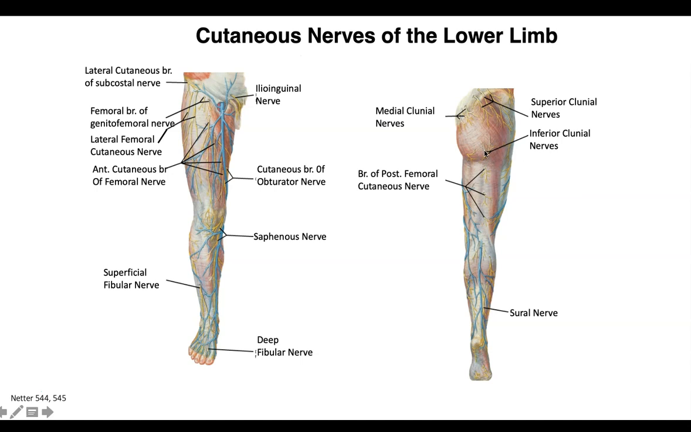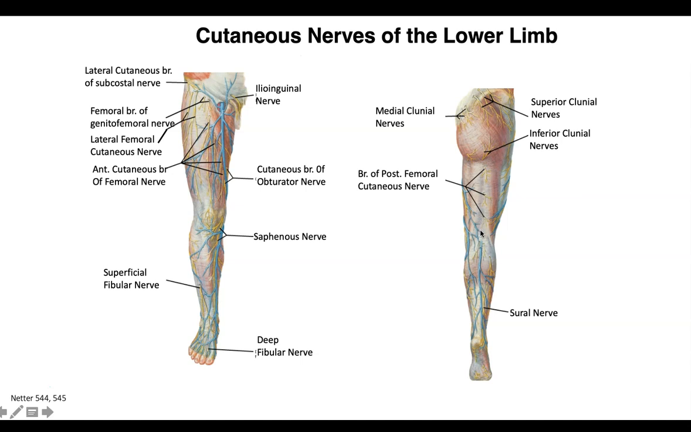Inferior cluneal nerves are branches from the posterior femoral cutaneous nerve. The posterior femoral cutaneous nerve is the longest cutaneous nerve of our body. It is a branch of the sacral plexus. I will show you the posterior femoral cutaneous nerve as a branch of the sacral plexus coming out through the greater sciatic foramen. The posterior cutaneous nerve lies deep to the deep fascia.